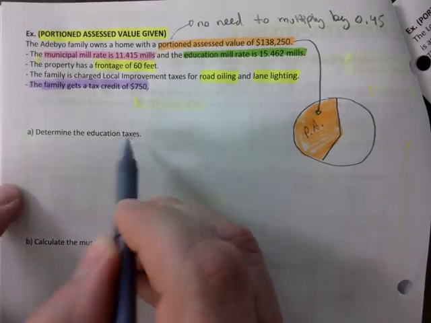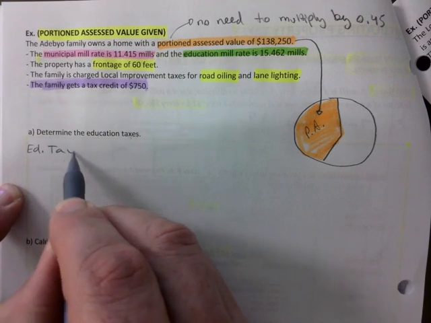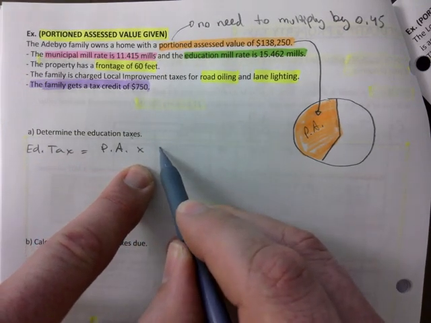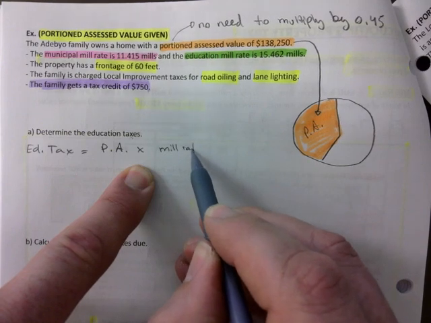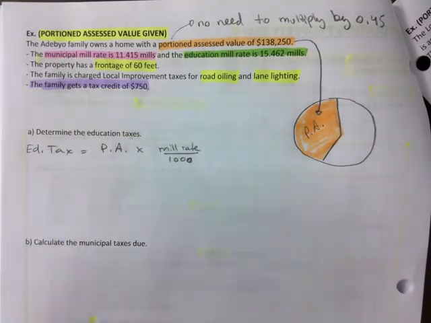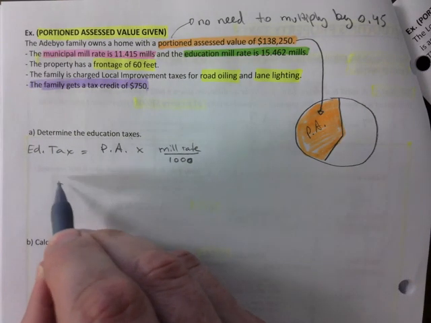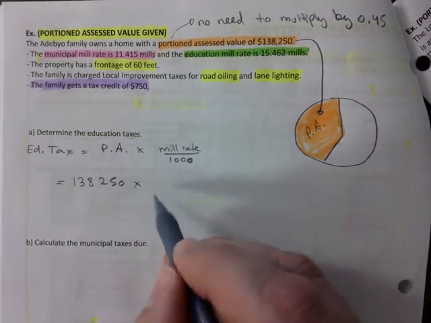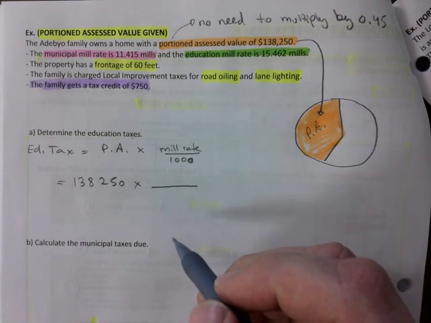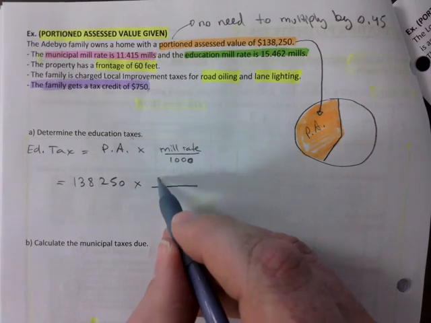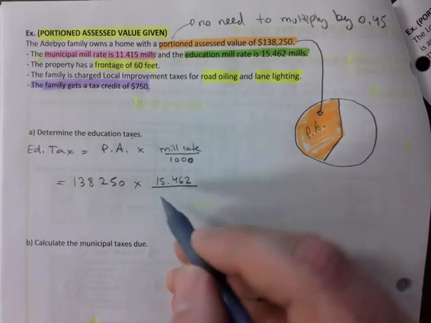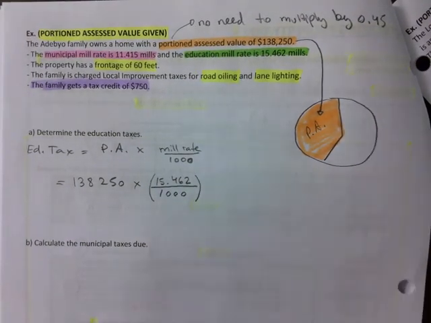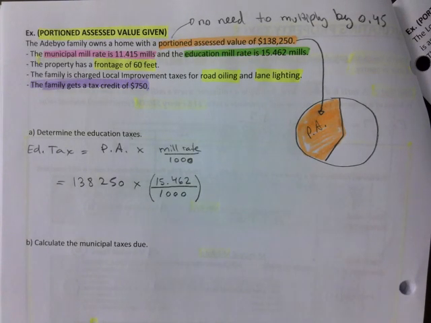Determine the education taxes. So ed tax is going to be portion assessment times mill rate divided by 1,000. That's how I'm going to find that. A portion assessment is 138,250. You're going to multiply that by, what's my education mill rate? It's in green. 15.462 over 1,000. Very important. I'm going to put that in brackets. It kind of goes together. And let's calculate that.